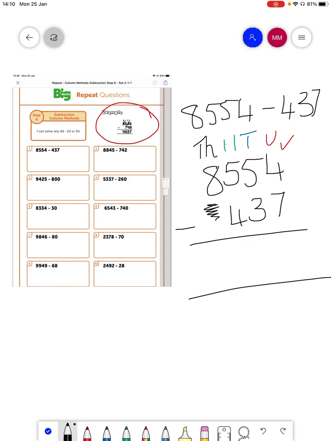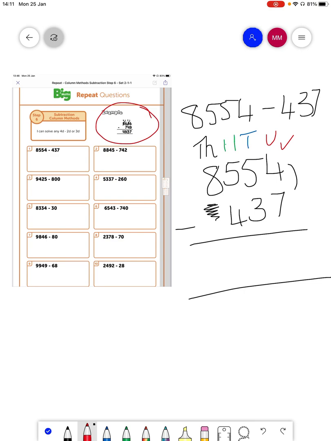So then we look and it is asking us to do 4 take away 7. Can you take 7 away from 4? And the answer is no, you can't actually do that. 4 is a smaller number than 7, so you will not be able to subtract 7 from 4.